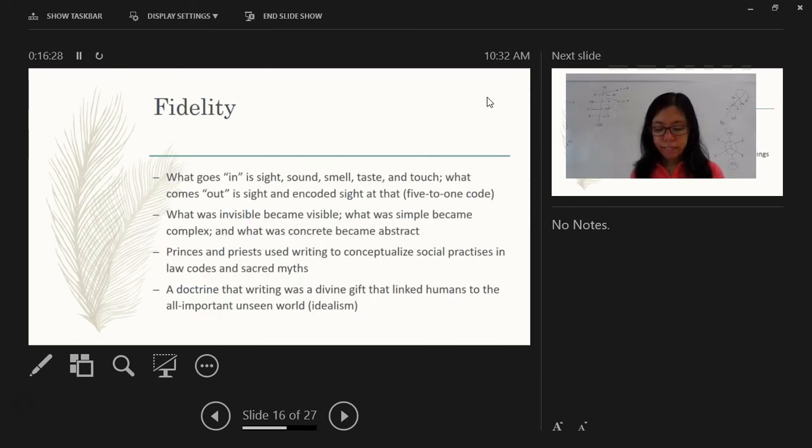The next is fidelity. Writing has low fidelity because what goes in is sight, sound, smell, taste, and touch, and what comes out is sight and encoded sight, which is known as a five-to-one code. The example is when we are reading a book, we cannot see the characters, but we imagine them. And because writing has low fidelity, it creates symbolic networks.